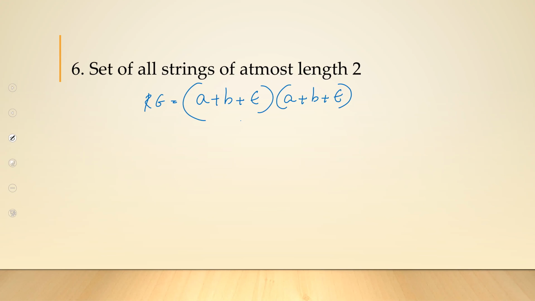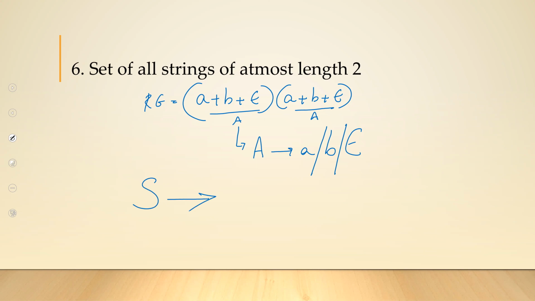These are the same, so we'll just give them a nickname, A. We'll try writing a rule for A. A can either be a or it can be b or it can be epsilon. Epsilon is there because you can have a single length string, no length string and all that. Now let us come to the grammar. Start symbol: you have an A followed by the same thing, A. And then what is my A? My A is either a or b or epsilon. So this is my grammar.